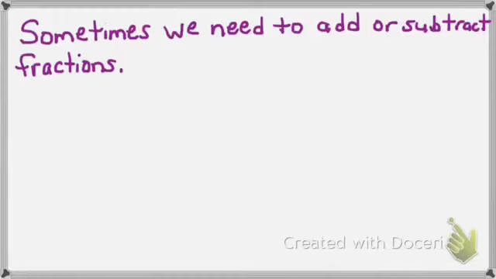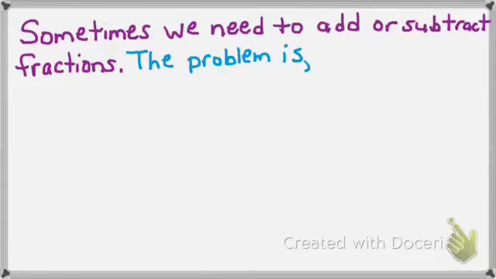So what's the reason for this lesson? Why are we even learning this? Well, sometimes we need to add or subtract fractions. Let's say Mrs. Wainwright has 2/4 of a Hershey bar, and Mrs. Castellano has 5/6 of a Hershey bar. If we put it together, how much chocolate do we have all together? We would need to add those fractions.